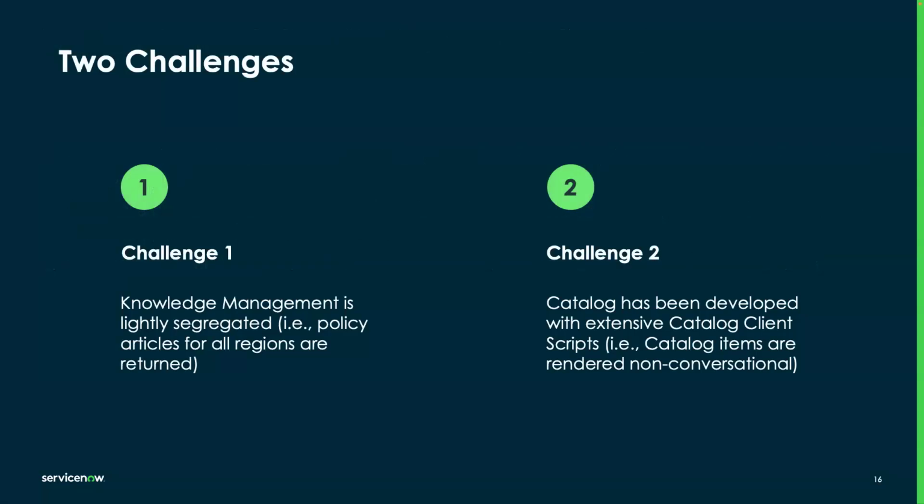All right, we're going to move on to two major challenges that I see. One of the challenges is that knowledge management is lightly segregated. An example would be policy articles for all reasons being returned when I search for them. It may be the use case where I'm an HR agent or a service desk agent facilitating IT and HR, and I have the ability to see all of the articles.